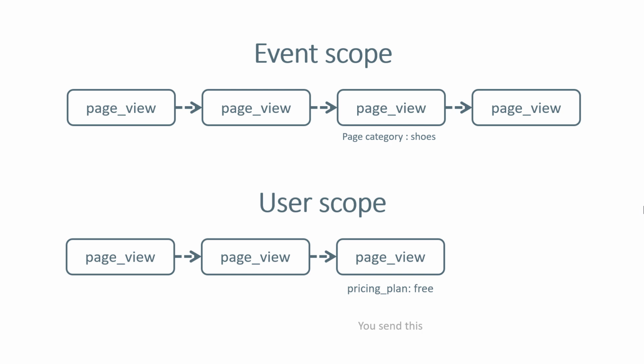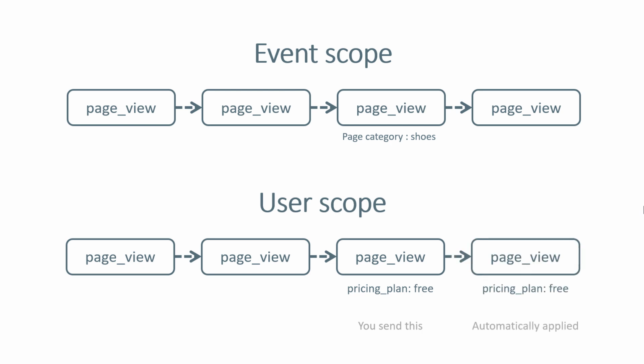Even if I don't send specifically that, it will still be applied, because user scoped custom dimensions are applied to all the subsequent events after it was sent. And if, let's say, on this event we sent another value, then from this moment, that new value will be applied to all the new events. Of course, there are some limitations.